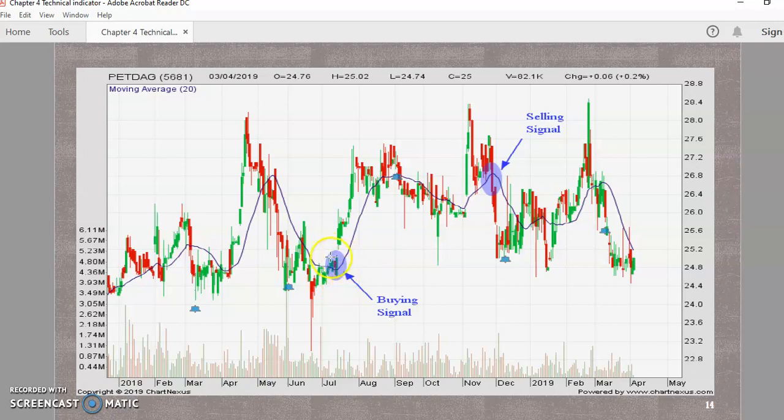Okay, so at this intersection, whenever the closing price crosses above the moving average line, this is an indicator that the buying signal starts. So as investors, we can start buying from this point up to this point. Why do I say up to this point? Because when the closing price crosses below the moving average line, for example in here, it is a selling indicator like this. Okay, so this one is a buying, so this one is a selling.